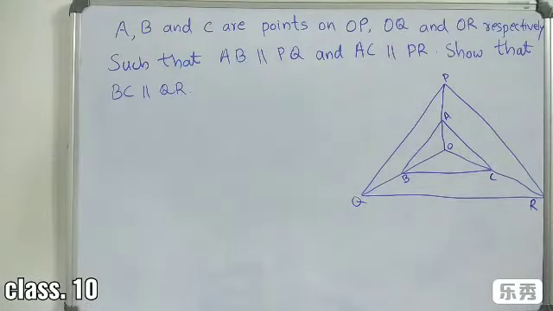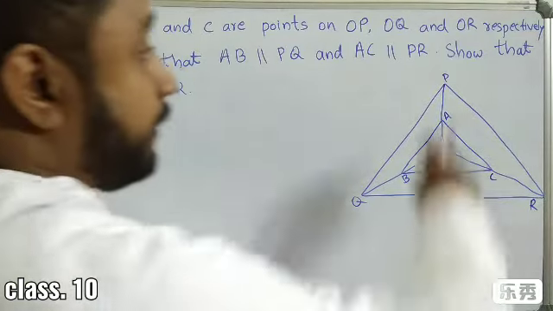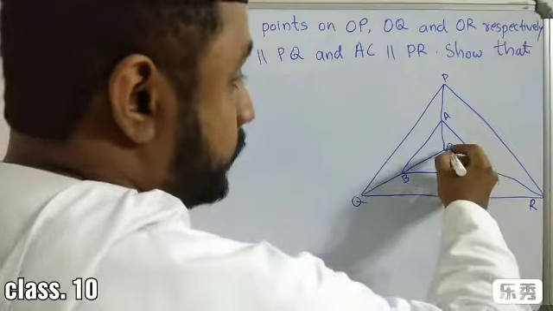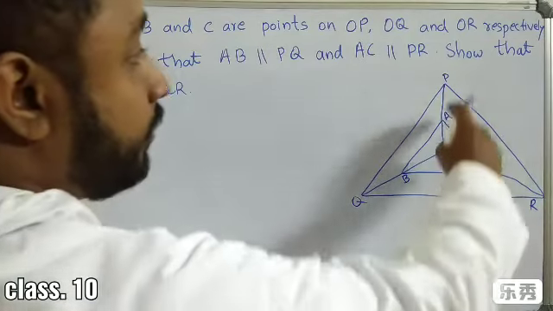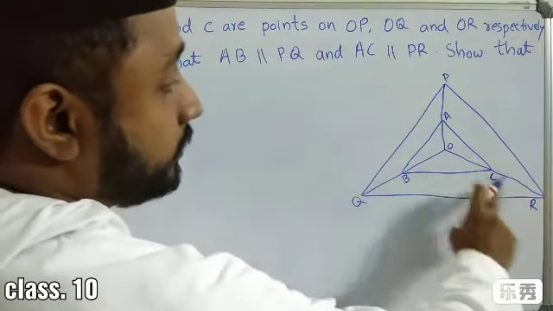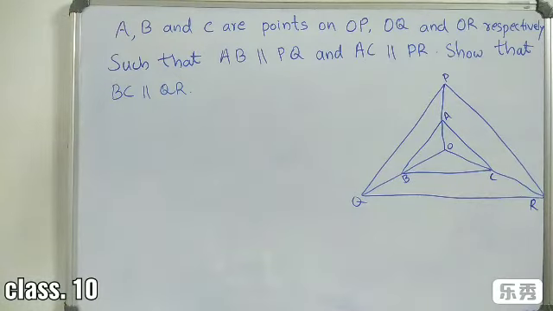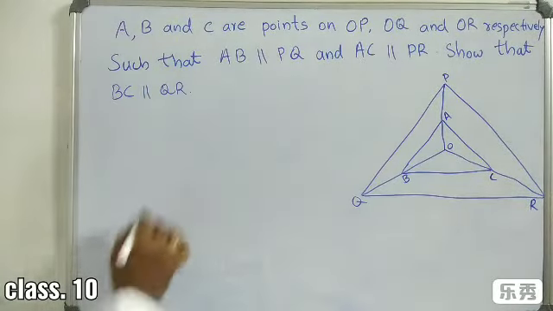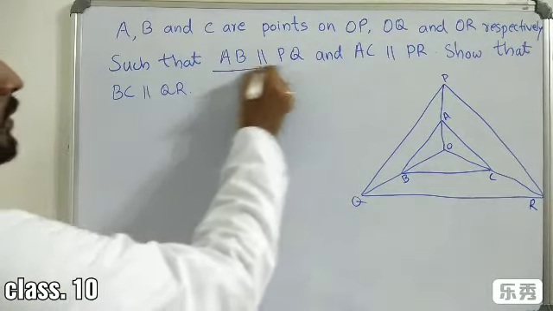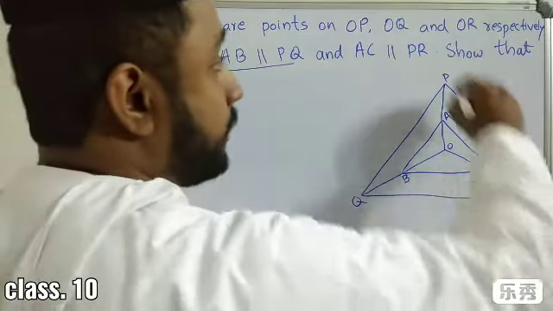So we have another question. In the figure, we have a triangle PQR. Consider a point O. Then join OP, OQ and OR. Consider points A on OP, B on OQ and C on OR, such that AB is parallel to PQ and AC is parallel to PR.